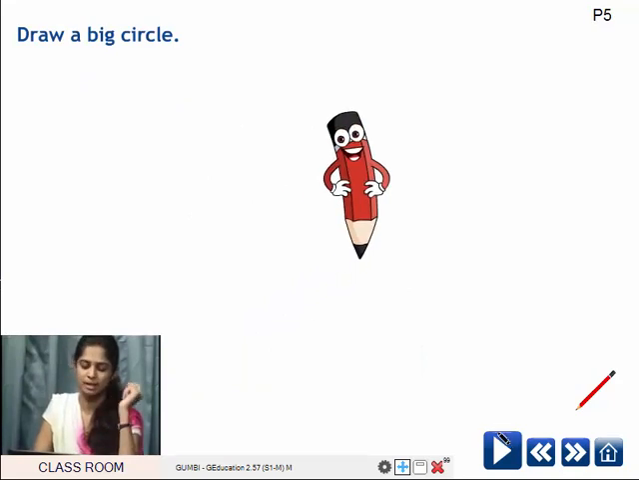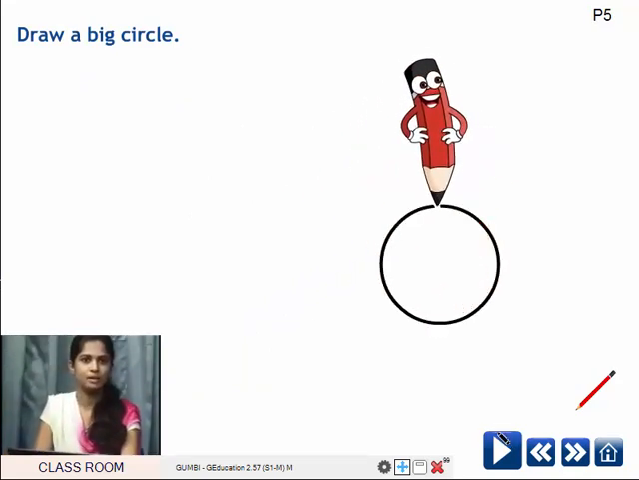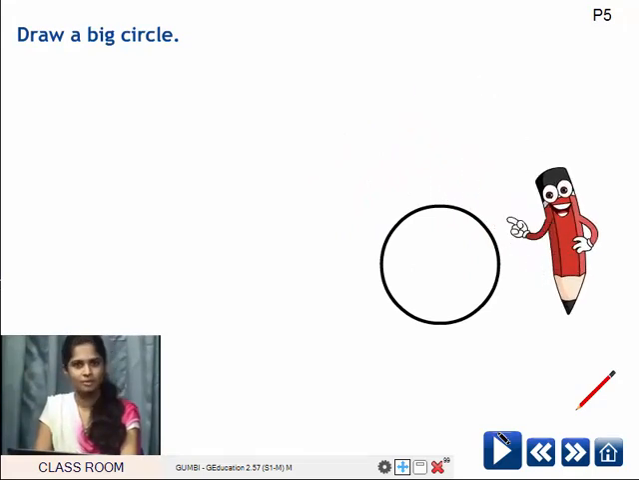I'll instruct you. First now you have to draw a big circle. Draw a big circle. Did you draw? Okay. Now select a point on the circle. Select any point on the circle and draw a straight line away from the circle. So yes, I am selecting this point. Okay. Now you have to draw a straight line, a long straight line away from the circle. Did you draw?